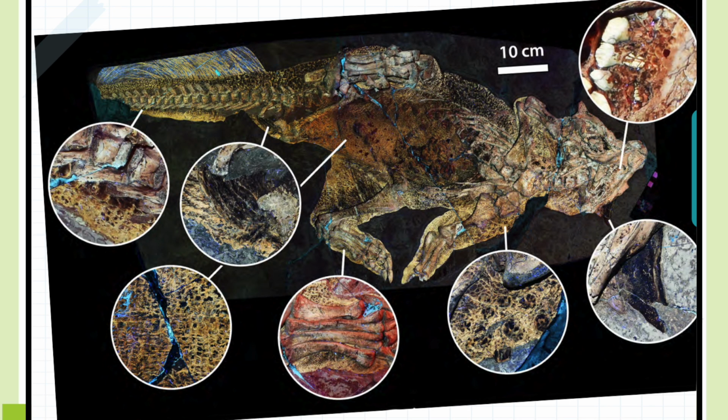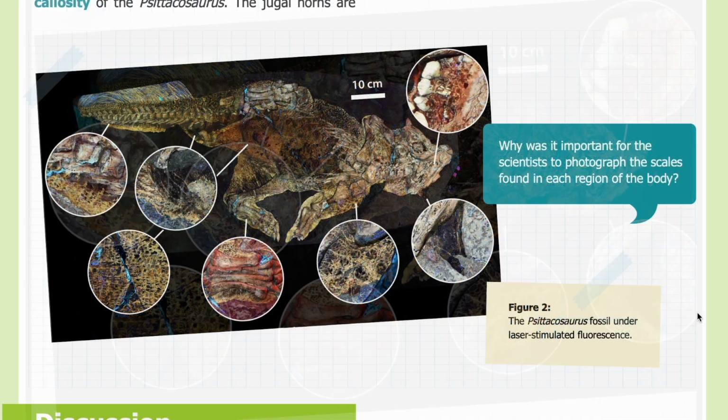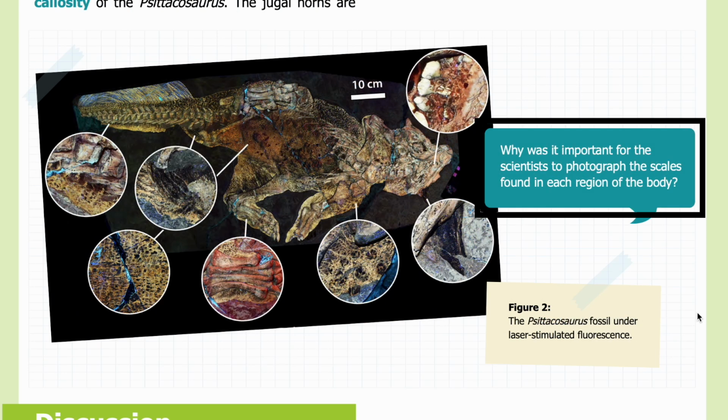In Figure 2, you can see the Psittacosaurus fossil under laser-stimulated fluorescence. Circles are magnified images of the scales in different parts of the body, including, in no particular order, the shoulder, the jugal horns, the ischial callosity, the flank, the tail, and the limbs. Why was it important for the scientists to photograph the scales found in each region of the body?